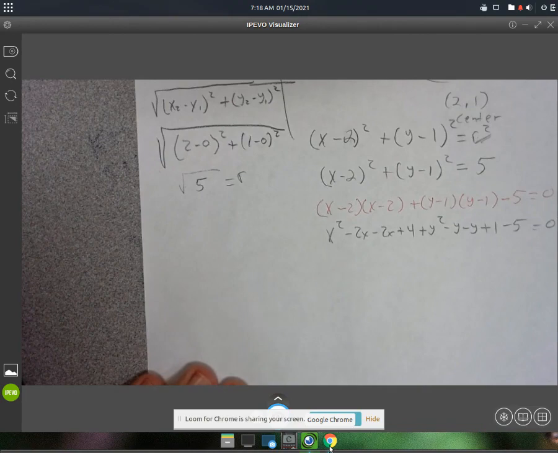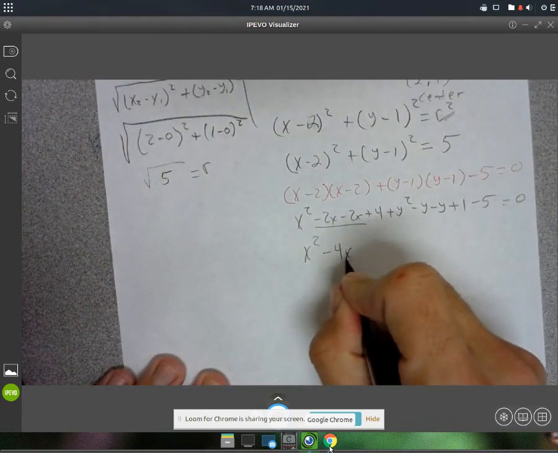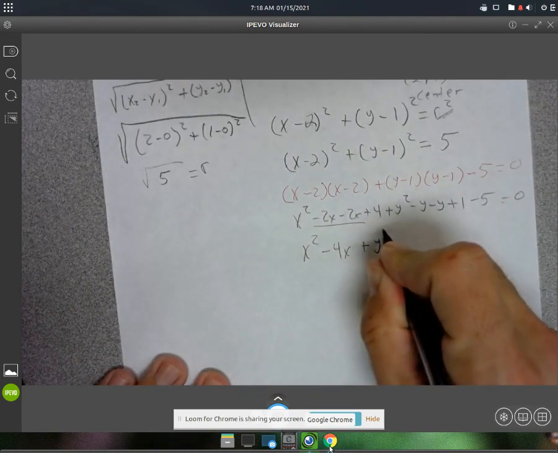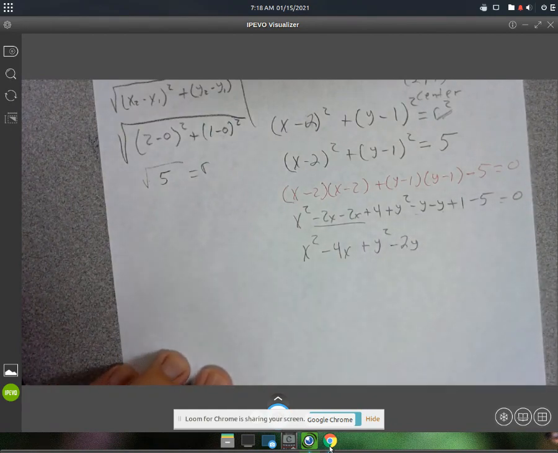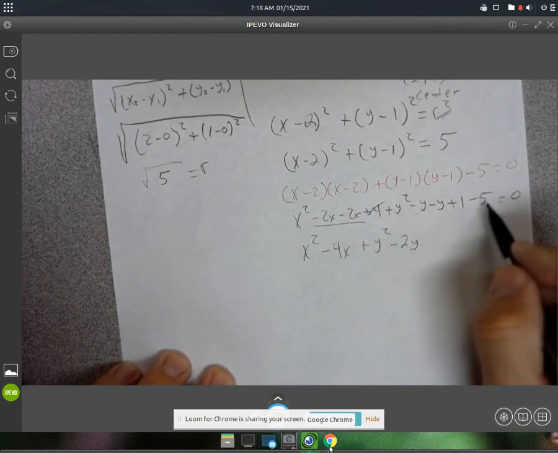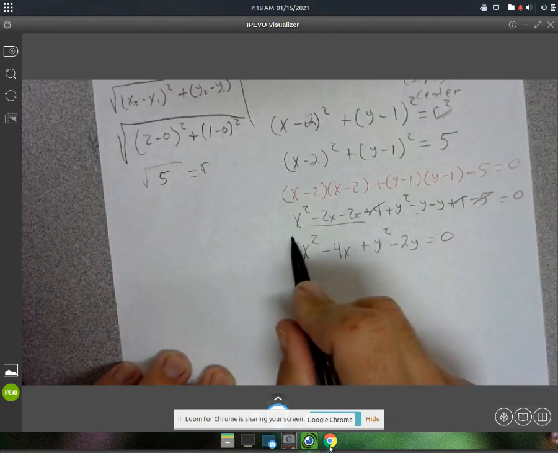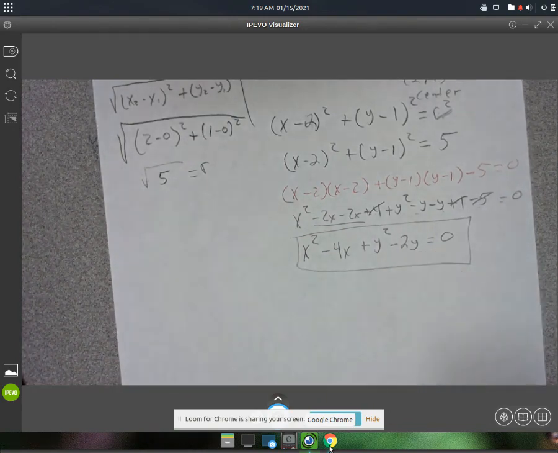We get x squared minus 4x. You always put your x terms first, and then your y terms second. Y squared, and this is minus 2y. And then, oh wow, these cancel actually. 4 plus 1 is 5, and then you have this minus 5. That's crazy. Equals 0. So that would be the general form. Usually there's a number here. Okay, got that out of the way.